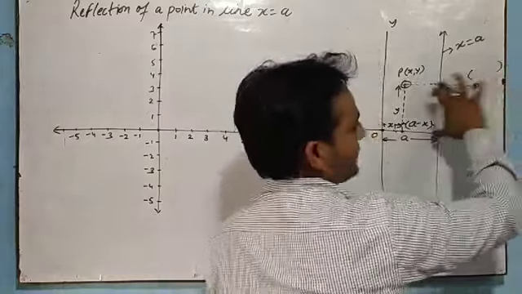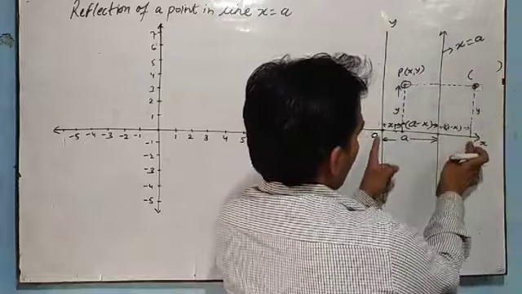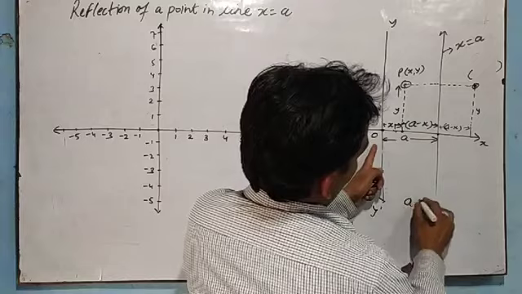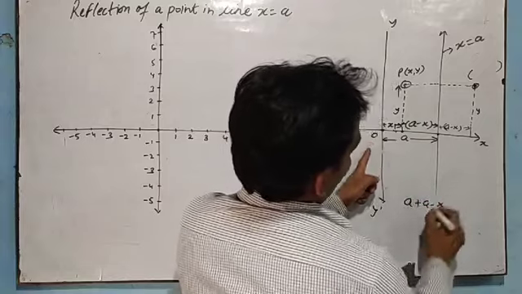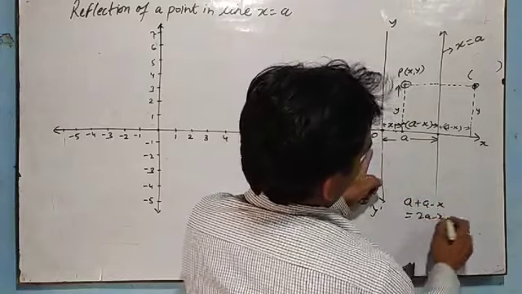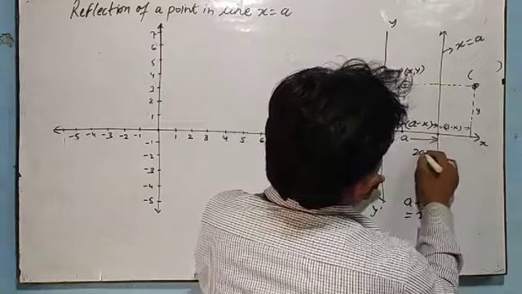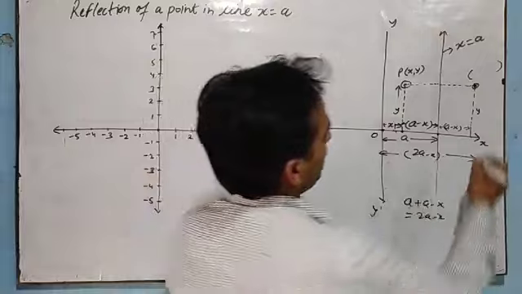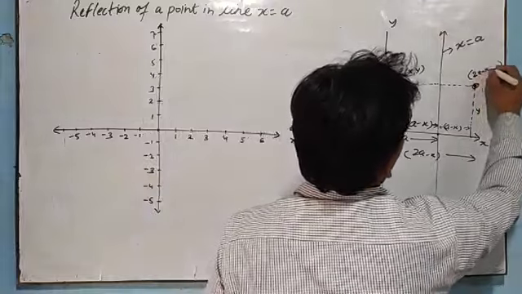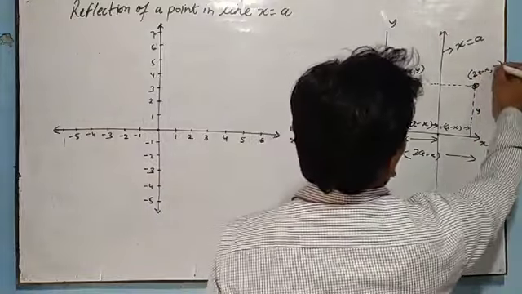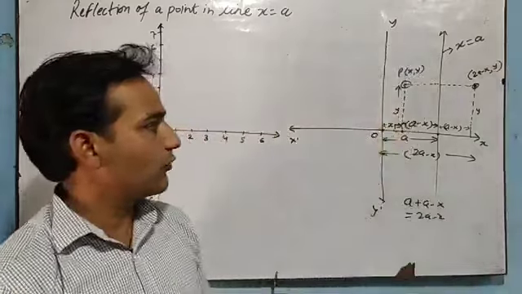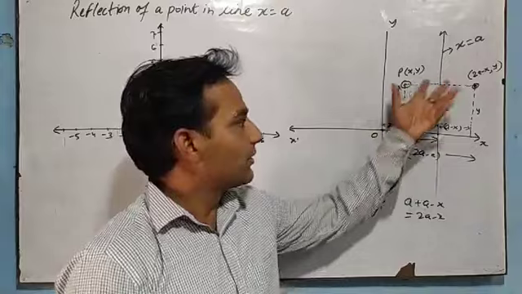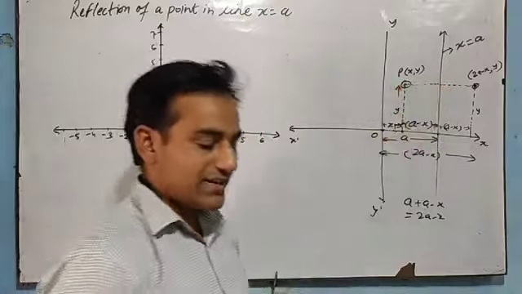So if this is a and this is a minus x, this is going to be y. They are the same, and this distance has to be, listen carefully, a plus a minus x. So the total will be 2a minus x. This distance will be 2a minus x. So the point will be 2a minus x comma y. I hope all of you are getting me. I have taken x, a, or only variable points. Let us take one example.